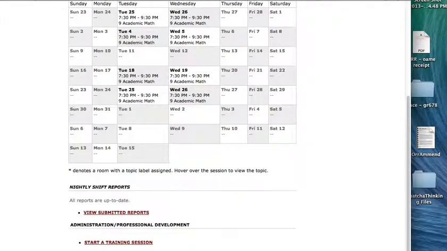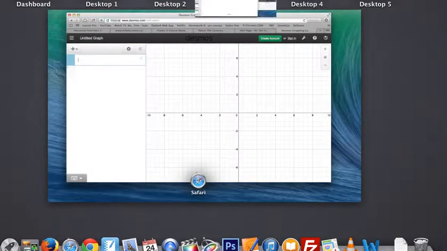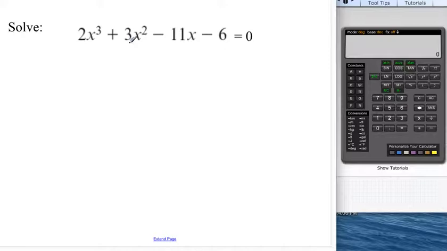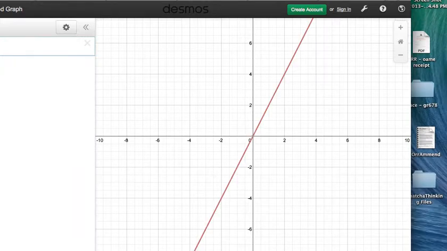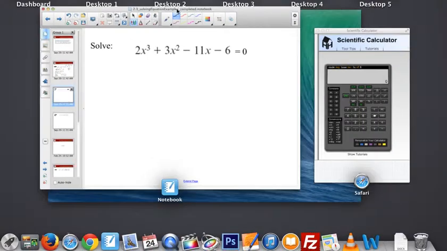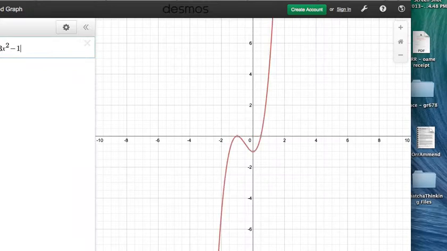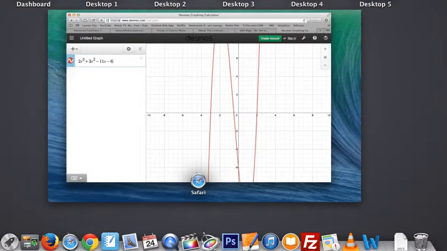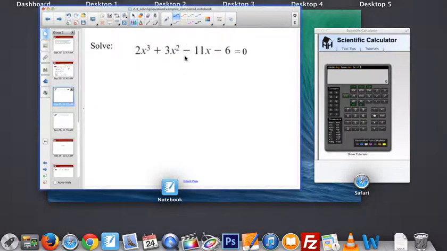So I'm just going to jump over to Desmos, and I'm going to type that equation into Desmos. Let me go grab it again. So it's 2x cubed plus 3x squared minus 11x minus 6. So 2x cubed plus, do you remember? I can't remember here. Plus 3x squared minus 11x, I think a minus 6. Let's double check. Yep.